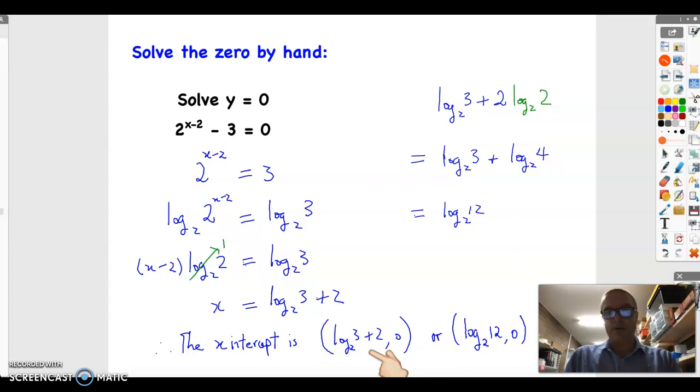Alternatively, we can take that expression, log of 3 plus 2, and here we've shown that we can reduce that to the logarithm of 12. So another way of writing that x-intercept in exact terms would be to say that it's the log of 12, 0.